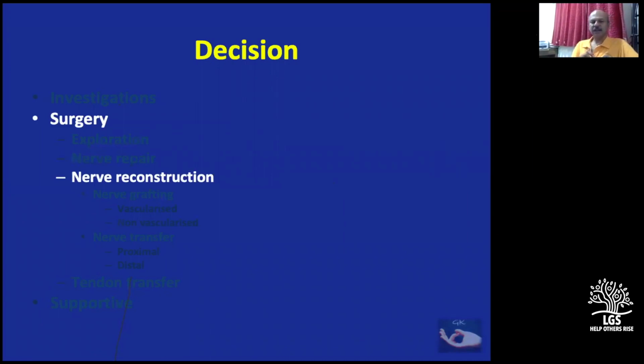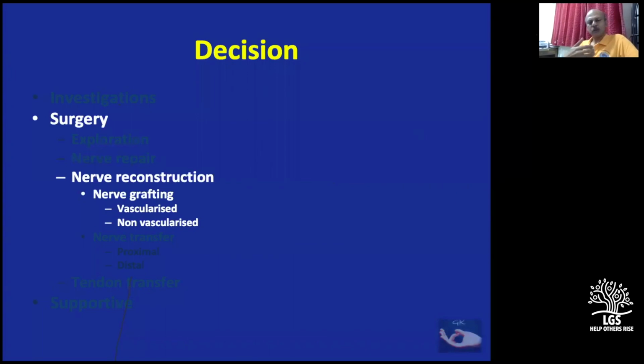Now the nerve reconstruction consists of two types. It could be a nerve grafting or a nerve transfer. One of these two. So when do you do a nerve grafting? When do you do a nerve transfer? Nerve grafting is usually done in the early stages. That is, if it is going to be within 2 years, I mean even 2 years is a little too much.